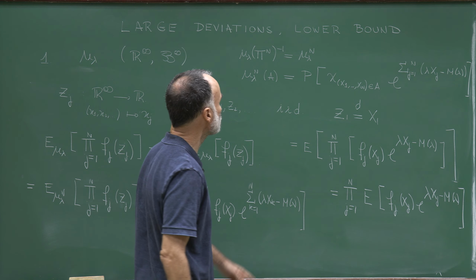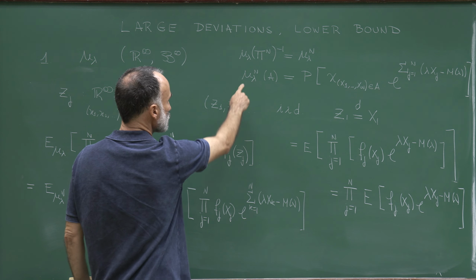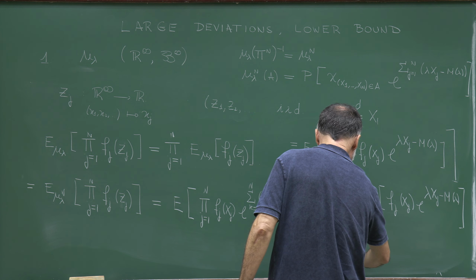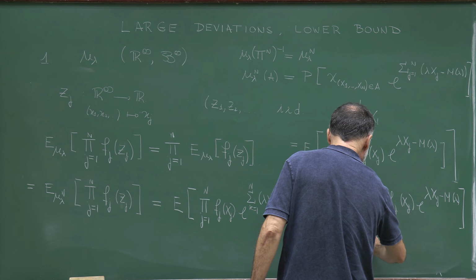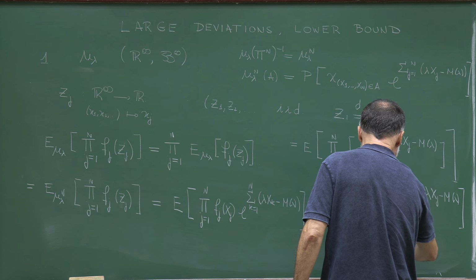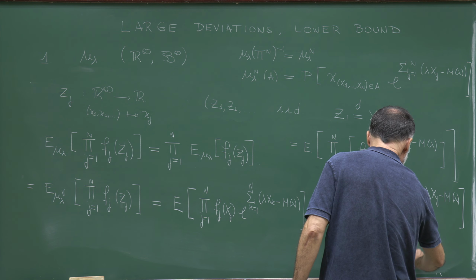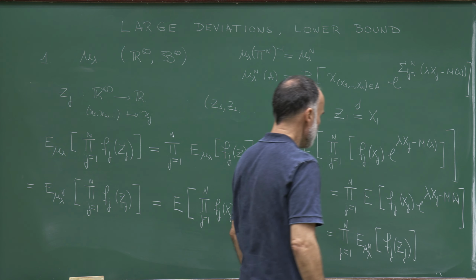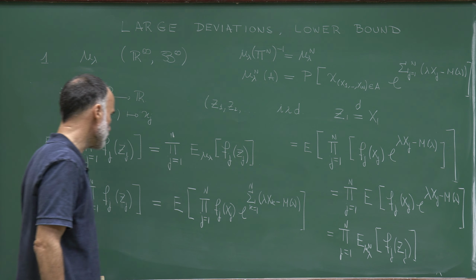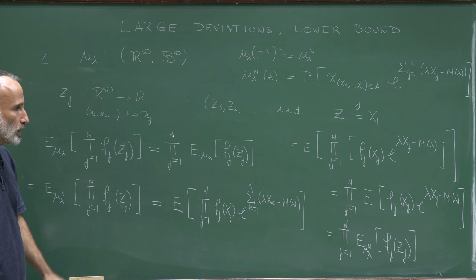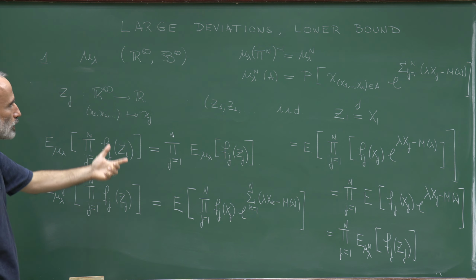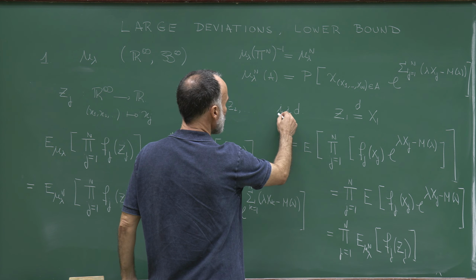Now, if I look back at the definition of mu lambda, this is also equal to the expectation with respect to mu lambda n of fj zj. And finally, I can use the first property of mu lambda to remove n, and this is exactly what I wanted to prove. So we've seen that under the measure mu lambda, the coordinates are independent random variables.